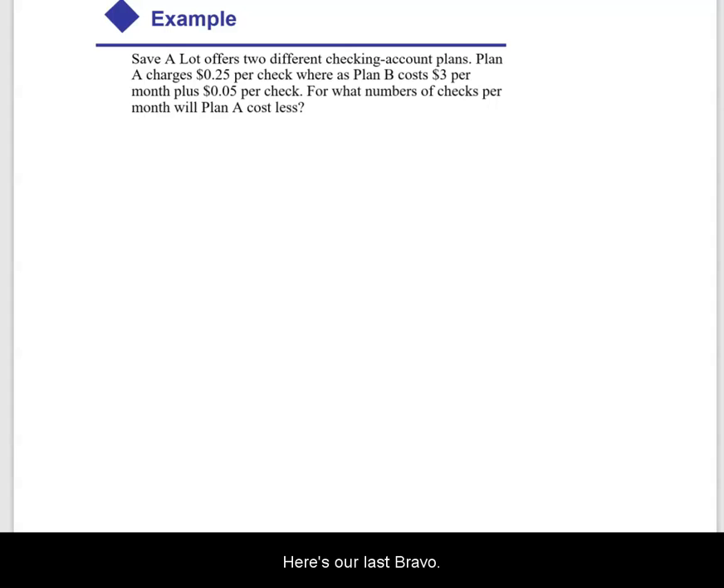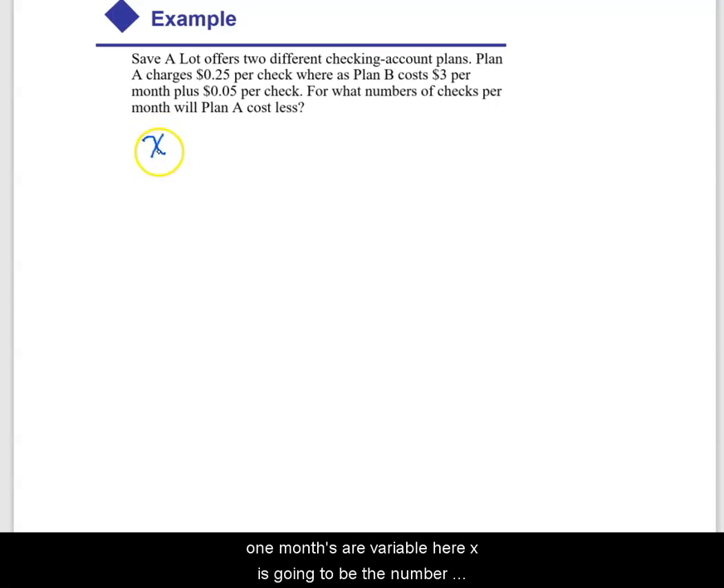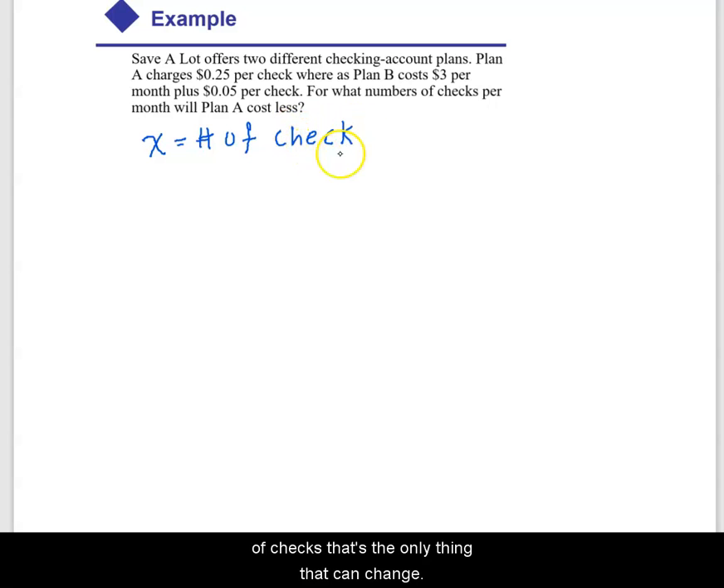So here's our last problem. Save a Lot offers 2 different checking account plans. Plan A charges 25 cents per check, where Plan B charges $3 per month plus 5 cents per check. For what numbers of checks per month will Plan A cost less? Okay, so we want to know, when is Plan A less than Plan B? Okay, so we're just going to assume that we're only talking about 1 month. So our variable here, x, is going to be the number of checks. That's the only thing that can change.